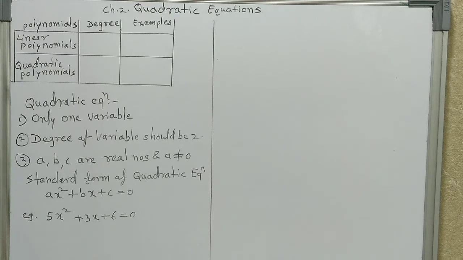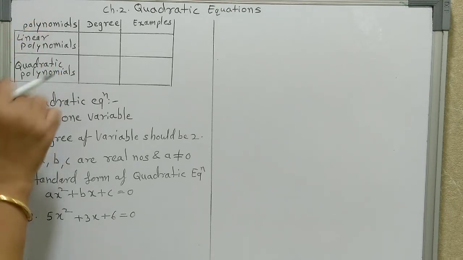Students, we will start the second chapter, Quadratic Equations. You have already studied polynomials last year. Poly means many and nomial means variable. Now we see the types of polynomials. See the activity in your textbook. First activity, according to their degree.